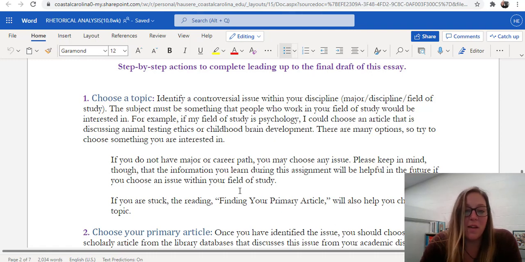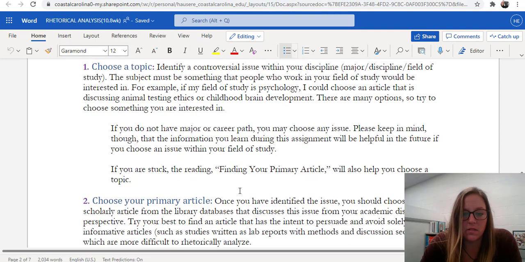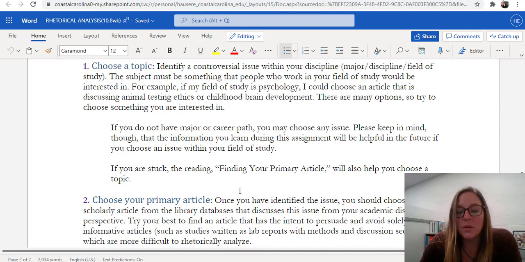And so choosing a controversial issue is going to make that easier. For example, if my field of study is psychology, I could choose an article that is discussing animal testing ethics or childhood brain development. There are so many options. If you don't have a major or career path, you can choose any issue. Just keep in mind that the information you're going to learn as you complete this assignment, you'll be able to use in the future. So choosing an issue within your field of study is going to help you the most.